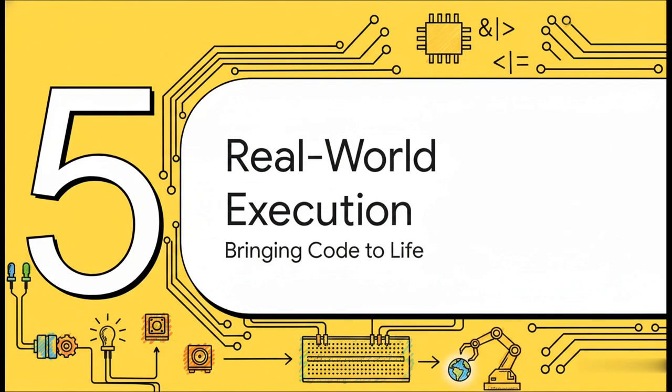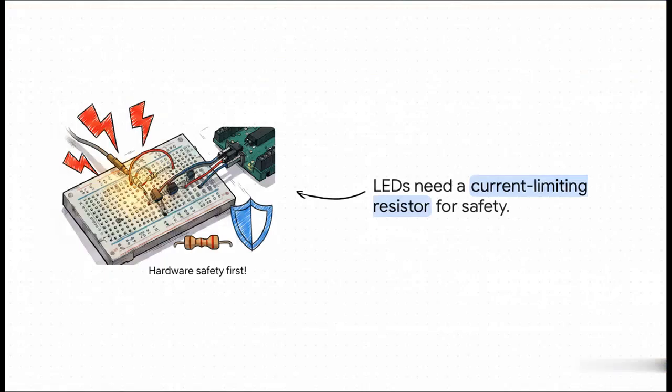Section 5. Real-world execution. Let's bring all these rules, registers, and bitwise logic together into real, tangible code examples. Let's make something happen in the real world. First, we're going to light an LED. But wait, look at this physical breadboard setup first. Before we write a single line of code, we have to protect the hardware.